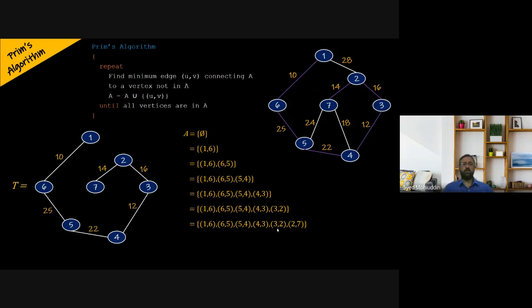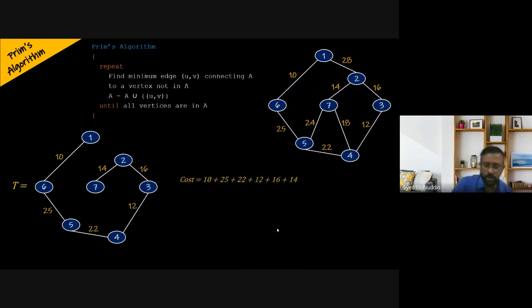So this is how Prim's algorithm works. Now let us look at the cost of Prim's. That is, what will be the cost of this spanning tree created by Prim's? Sum up all the edges, and here we get the cost as 99.